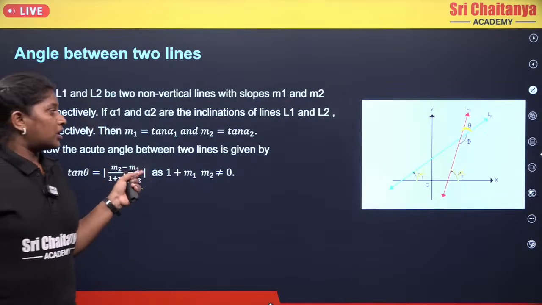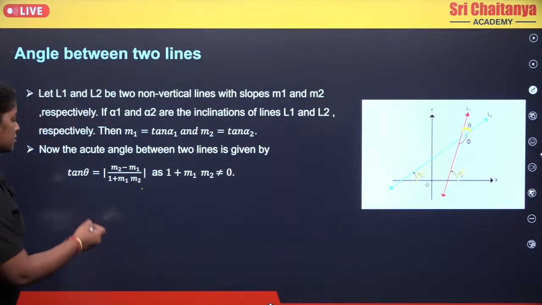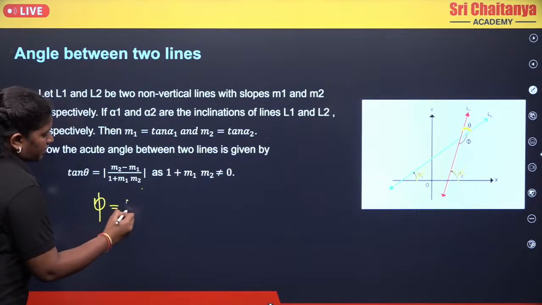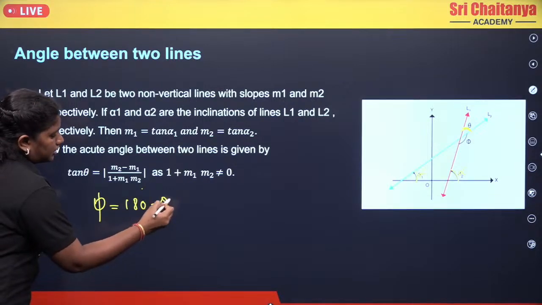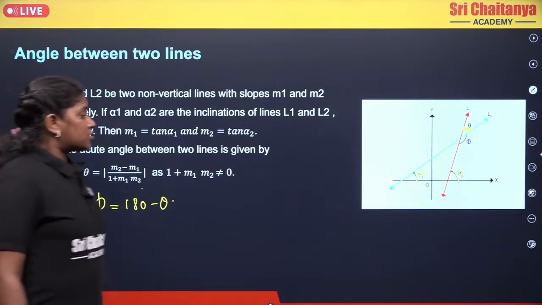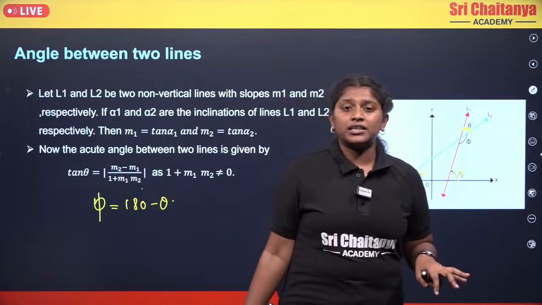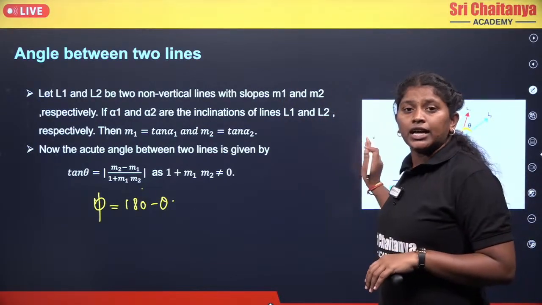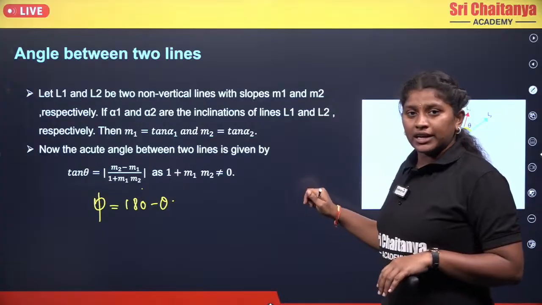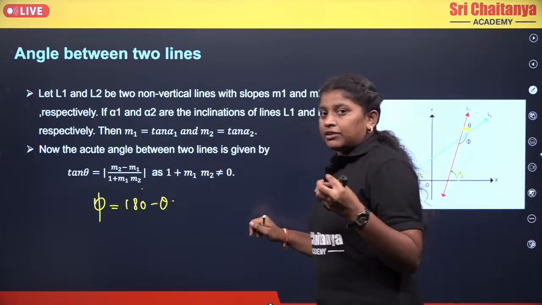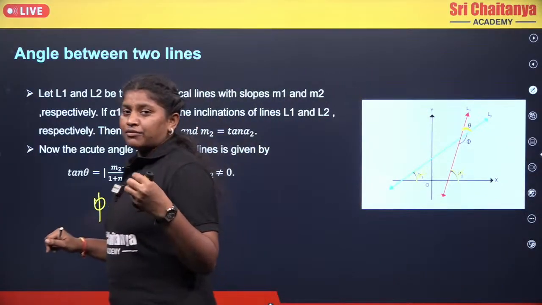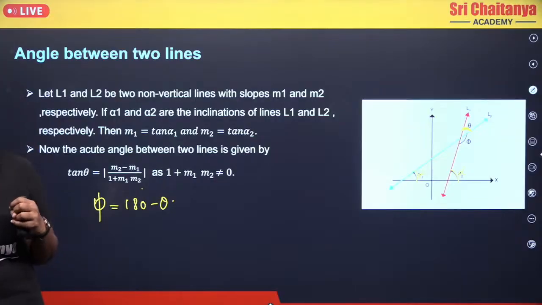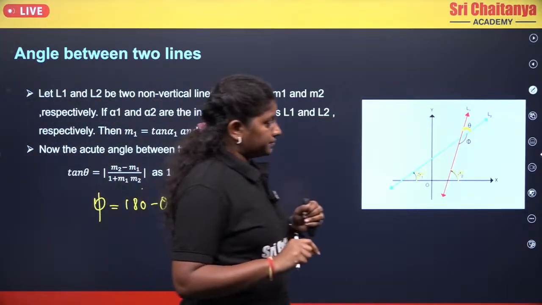Okay, so now how can we find the obtuse angle? So phi will be given by 180 minus theta. If you do 180 minus theta, then you will get the obtuse angle, and for finding the acute angle we will take tan theta equals modulus of (m2 minus m1) by (1 plus m1 m2).